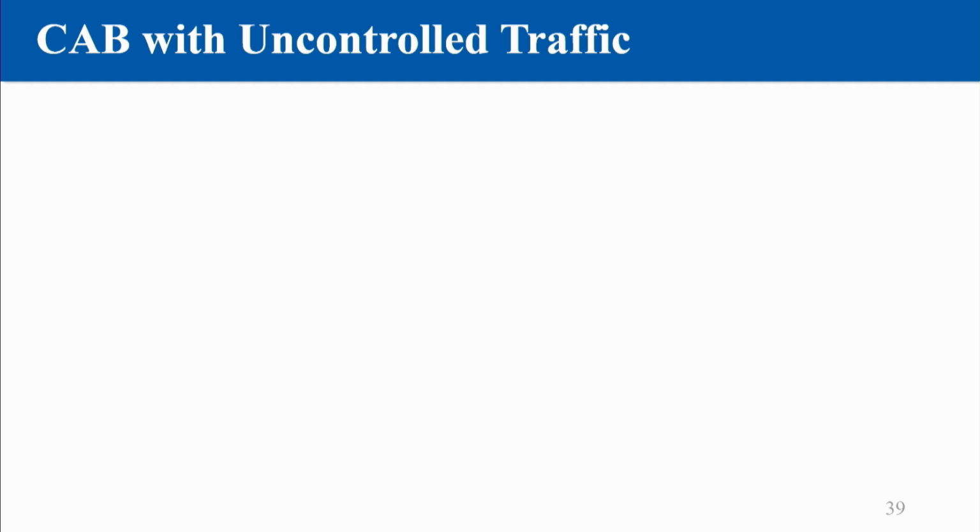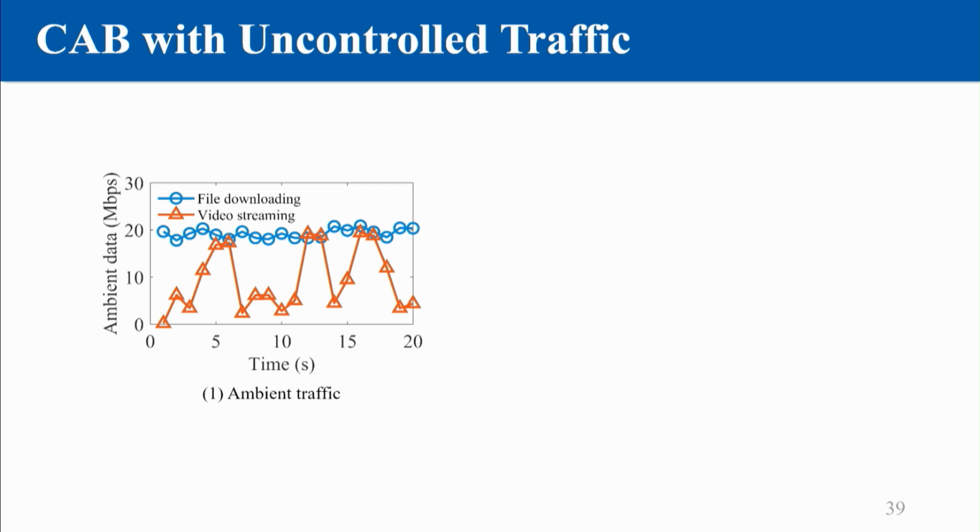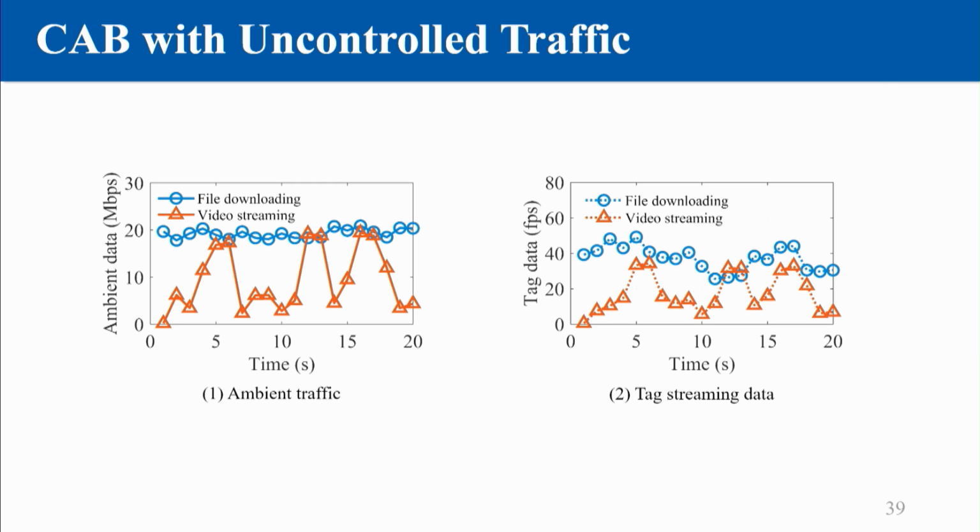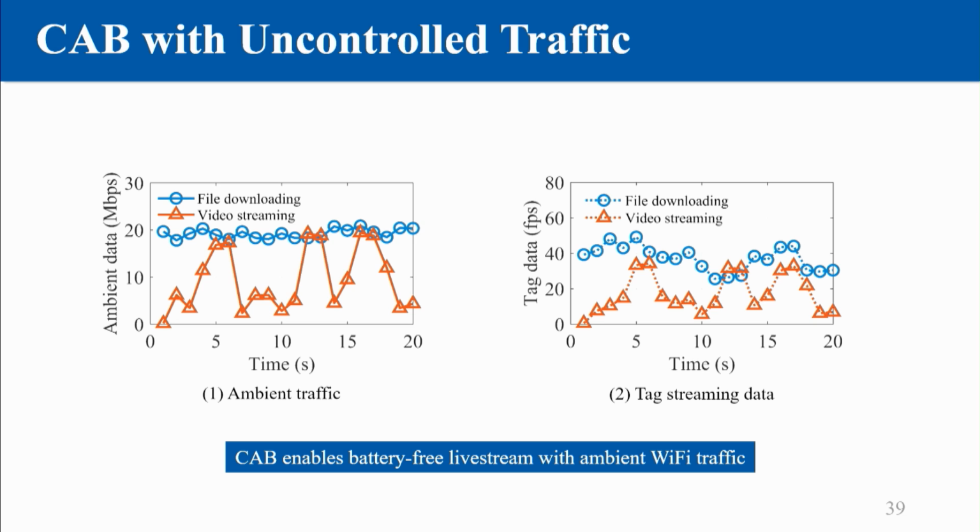Next, we show how CAB leverages uncontrolled ambient traffic for application. We let a Dell laptop connect to an AP and generate normal Wi-Fi traffic by downloading a file and playing an online movie. Our battery-free prototype takes this traffic and backscatters image data from a camera. Results show that CAB enables battery-free live stream with ambient Wi-Fi traffic. The backscatter stream traffic is similar to the excitation traffic.